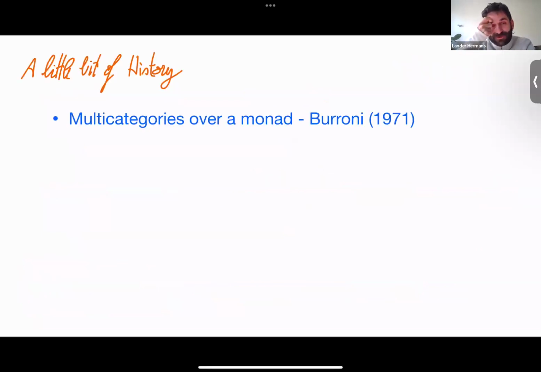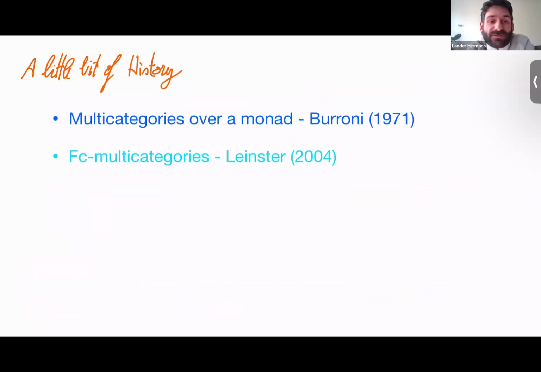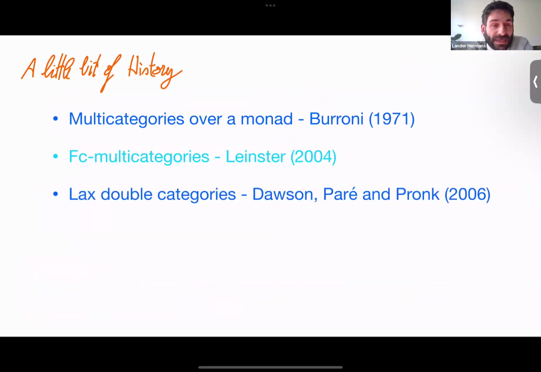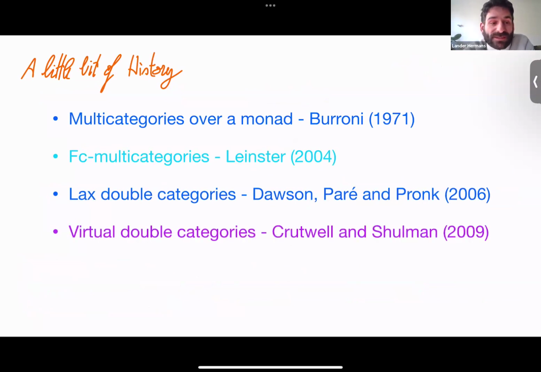To give you a little bit of history on where virtual double categories have appeared, it actually started in 1971 with Burroni, who introduced them as multicategories over a monad. Then Leinster, in his review in 2004, gave this monad a name, the free category monad, and called them FC multicategories. Not much later, Dawson, Paré, and Pronk called them lax double categories because they have this double category flavor with some laxness to it. Then Cruttwell and Shulman settled on virtual double categories, and I think this is for now a fairly accepted name.